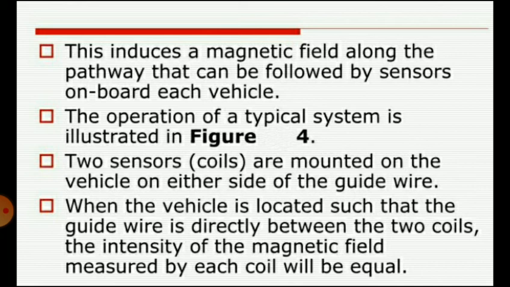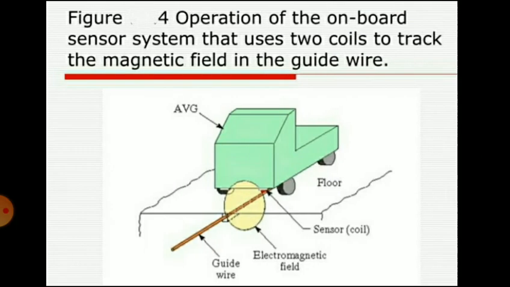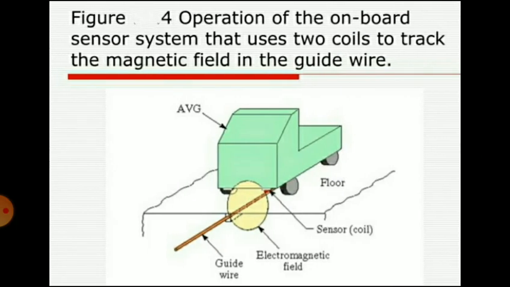So operation of a typical system is shown in the next slide, in figure number 4. Two sensors or coils are mounted on the vehicle on either side of the guide wire. When the vehicle is located such that the guide wire is directly between the two coils, the intensity of the magnetic field measured by each coil will be equal. So this is a diagram of the onboard sensor system that uses two coils to track the magnetic field in the guide wire.